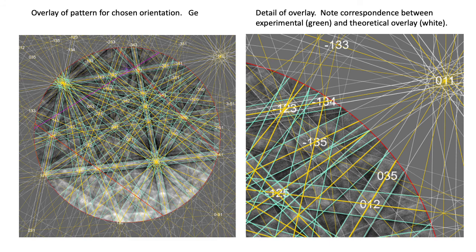We can obtain a visual impression of the quality of the orientation measurement procedure from the computed overlay, and the left diagram shows the results for the overall pattern, and the right diagram shows the results for a detail. The green lines are hyperbolic traces obtained experimentally, and the white lines are the computed overlay, and as you can see, it's almost impossible, in fact impossible, to tell the difference between the experimental and the computed overlay.